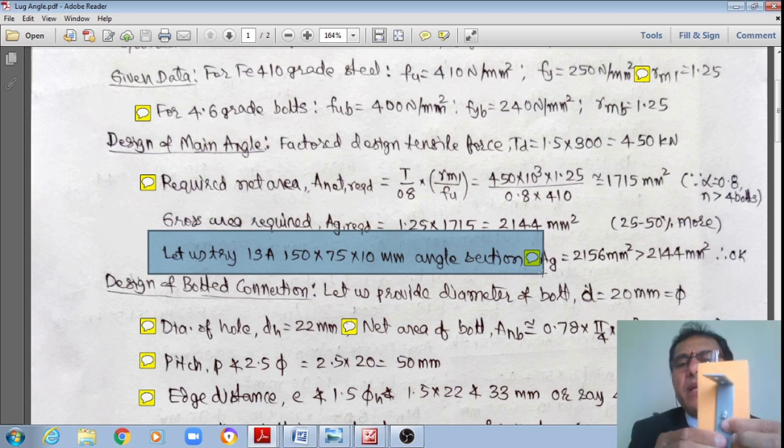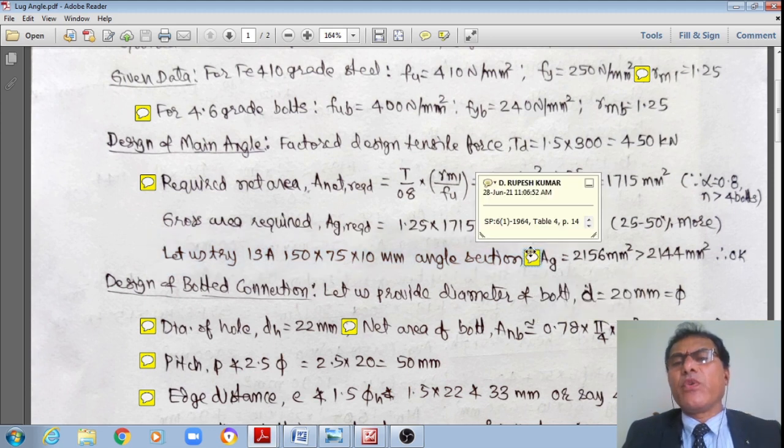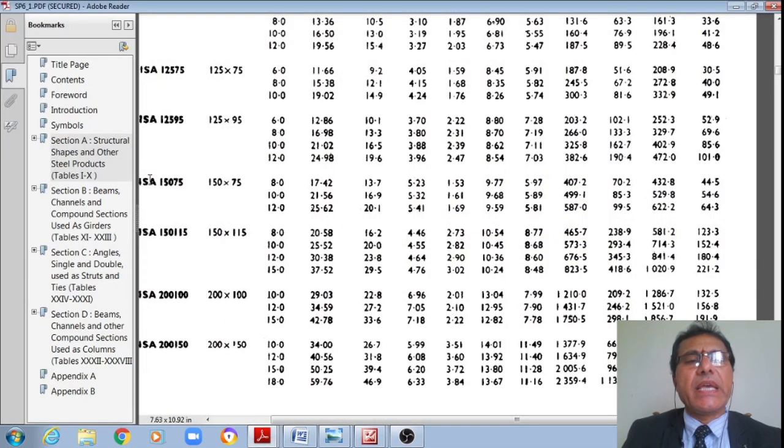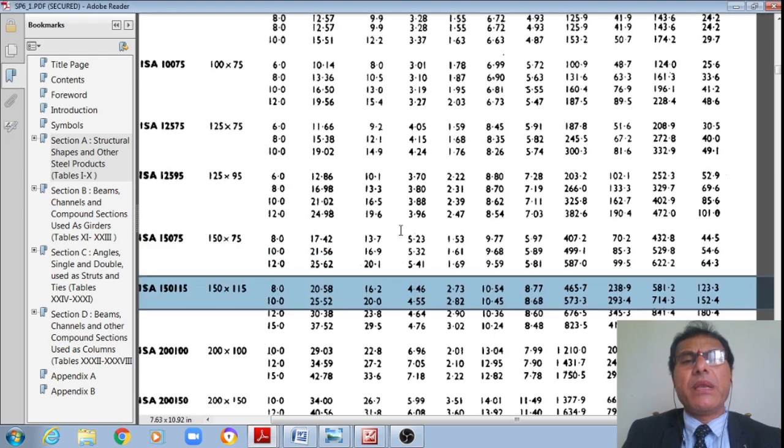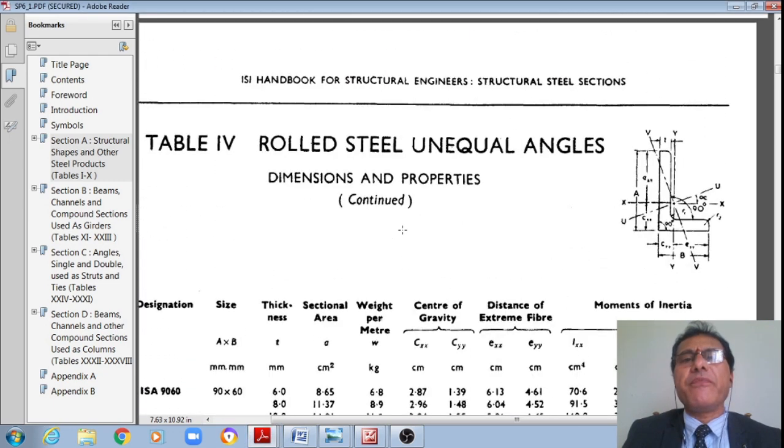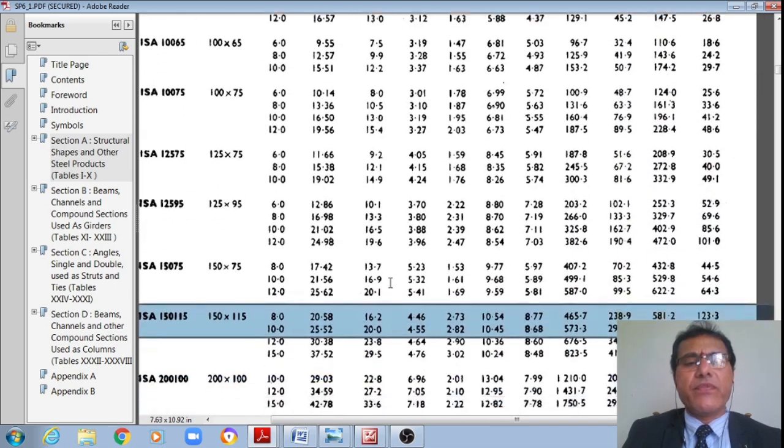connected to one side of a gusset plate, like this. Therefore, I go to SP 6 part 1 1964, table number 4, page number 14. Yes, I am there. ISA 150 by 75 by 10. We can see that the gross area of this angle section is equal to 2156 mm square, or 21.56 centimeter square. I am just recalling that value from SP 6 1964, table 4, page number 14. I just noted that down.